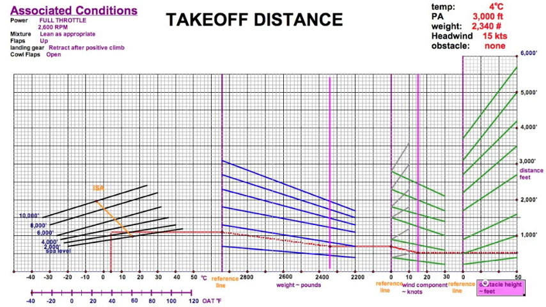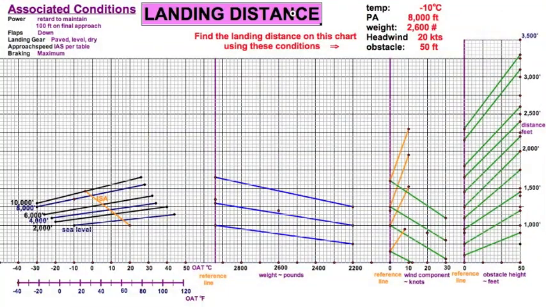I don't have to do anything with this. And I can read my solution right away. Yeah, looks like about 510. Well, let's find a landing distance using this chart and these parameters.